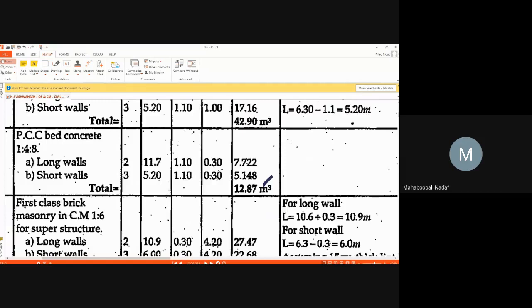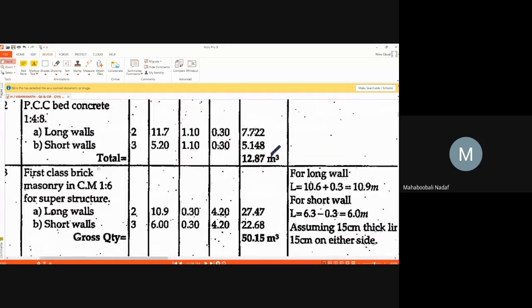Okay, no problem. We'll go to the third step. What is that third one? Brick masonry, na? Same thing. Brick masonry, long wall, short wall, 2 long walls, 3 short walls. You should not write the length. You write the width, you write the height. From the cross section, what is the width of brick masonry? Rishikesh, what is the width and what is the height of the brick masonry wall?